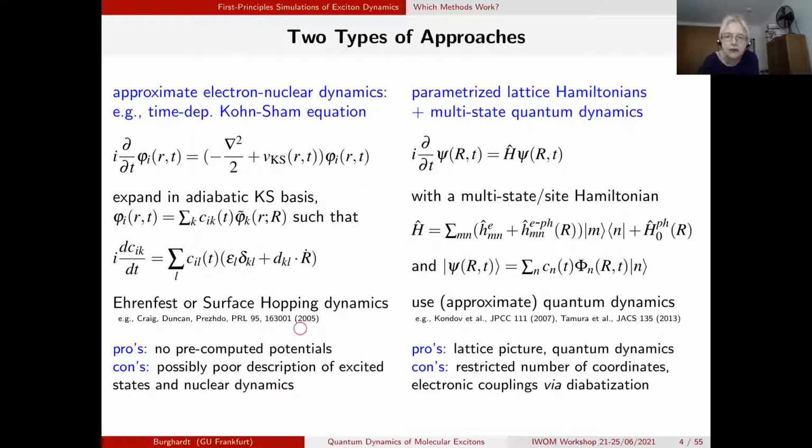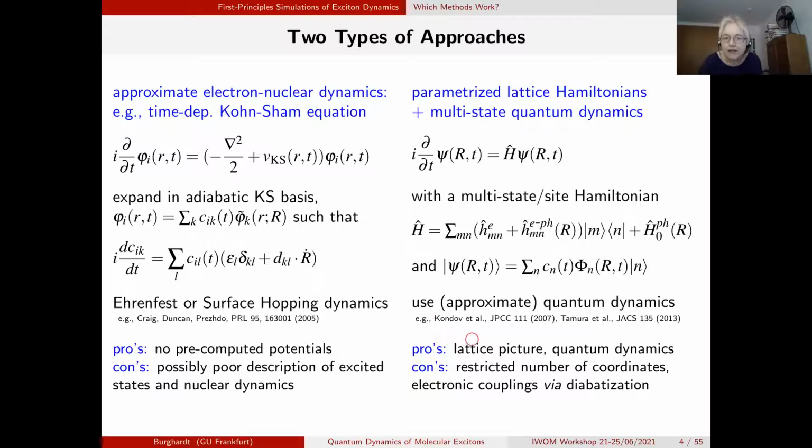And this motivates the use of alternative methods that are a bit more old-fashioned in the sense that they actually connect to many model Hamiltonians that are around in the solid state literature, materials literature. And these are parameterized lattice Hamiltonians that we can combine with multi-state quantum dynamics, including the nuclei, so including the vibrations. And then we typically come up with this multi-state and multi-site Hamiltonian that we have to suitably parameterize. And we can combine that with quantum dynamics. So we get all the features like coherence, tunneling, and so on, zero-point energies in this context.